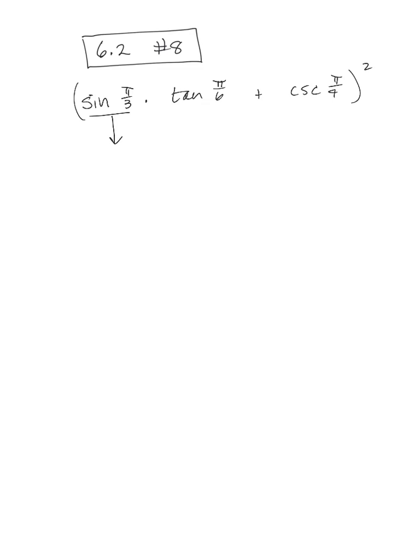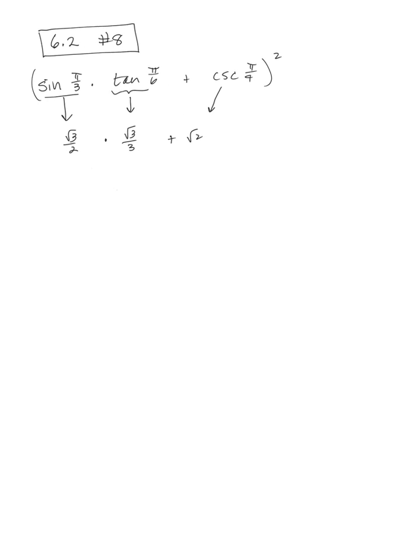Sine of pi over 3 is square root of 3 over 2. Okay, and then for tangent of pi over 6, that is square root of 3 over 3. And then cosecant of pi over 4, that's going to be square root of 2. And let me just show you why.